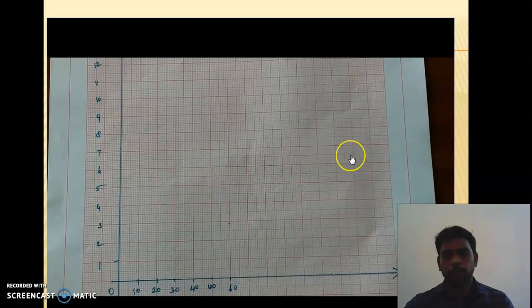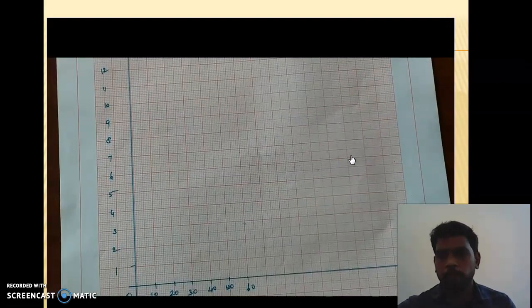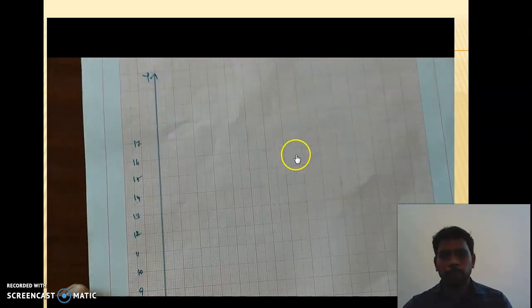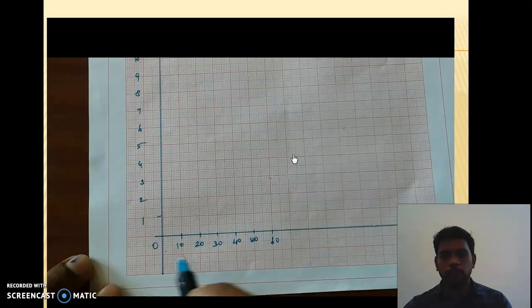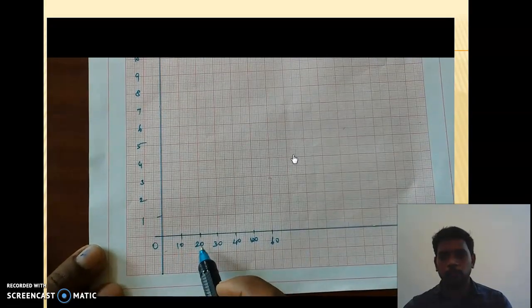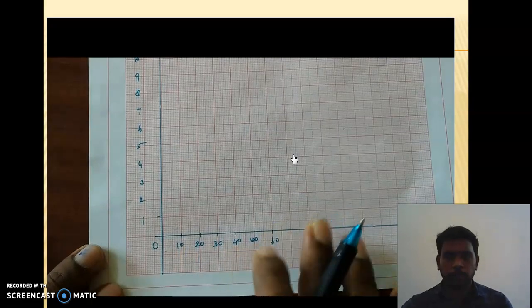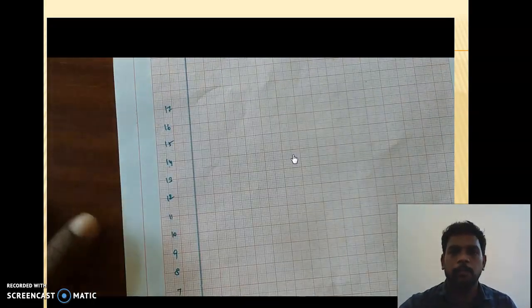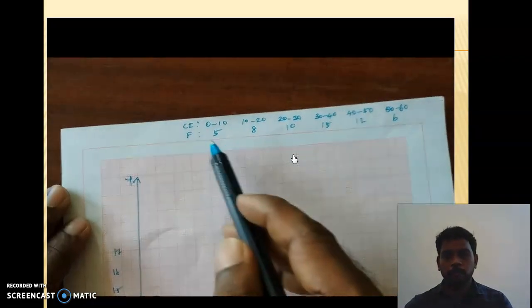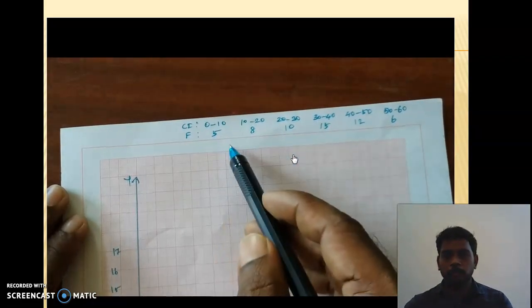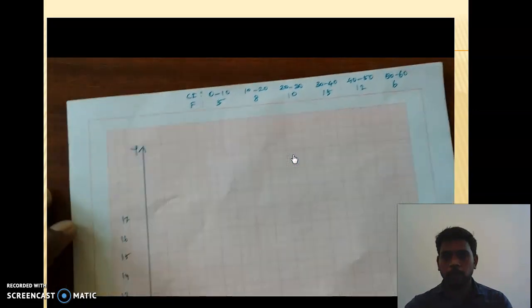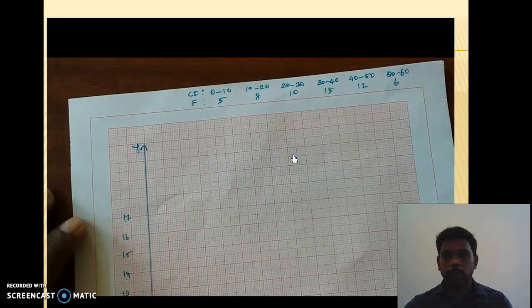Now I am going to explain how to draw a histogram for the given data. First I draw the x-axis, and similarly the vertical line is nothing but the y-axis. In the x-axis I took the units 0, 10, 20, 30, 40, 50 like that. And in the y-axis I took 1, 2, 3, 4 continuously up to 17, because the minimum frequency is 5 and the maximum frequency is 12.